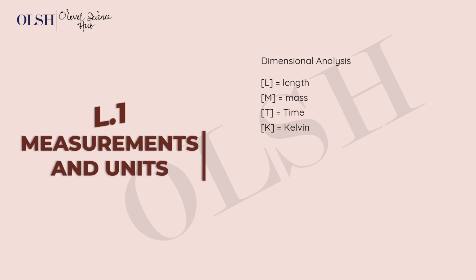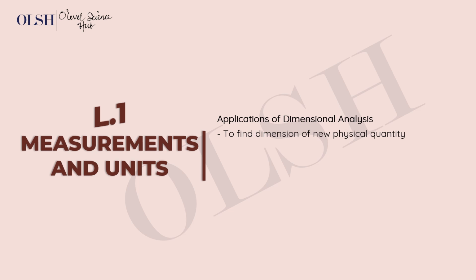We have time, same thing. We have Kelvin, same. We have ampere, which is capital letter I enclosed in square brackets. We have candela, which is small letters cd enclosed in square brackets. We have amount of substance, which is mole, enclosed in square brackets. So dimensional analysis has applications, and we're considering 2 of them in this course. They are to find dimensions of new physical quantities, and to check for the correctness of physical equations.